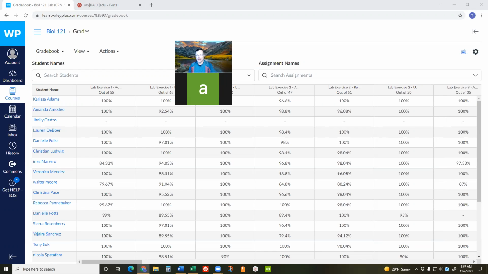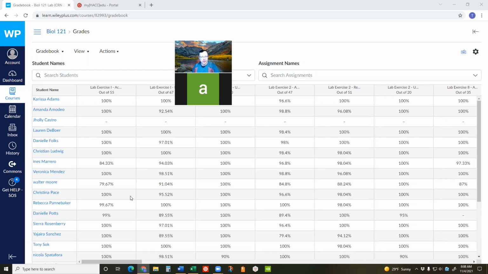Do you see the grades tab in Wiley Plus? Okay. So I'm not going to share my screen and show it to you because I can't do it without sharing private information, and that would not be acceptable.